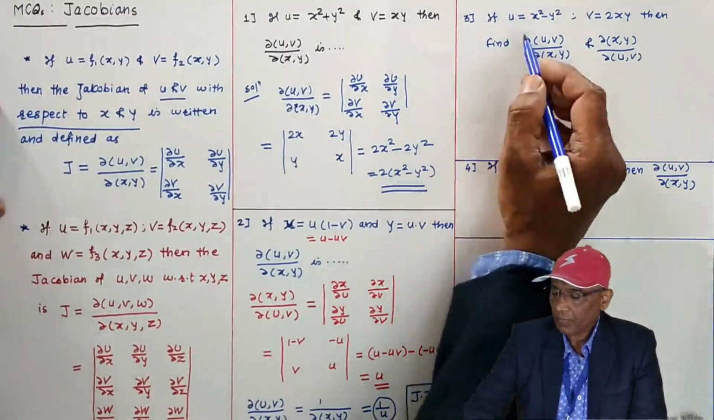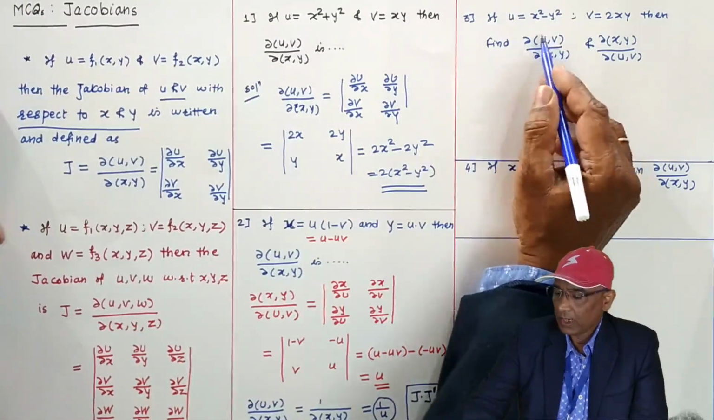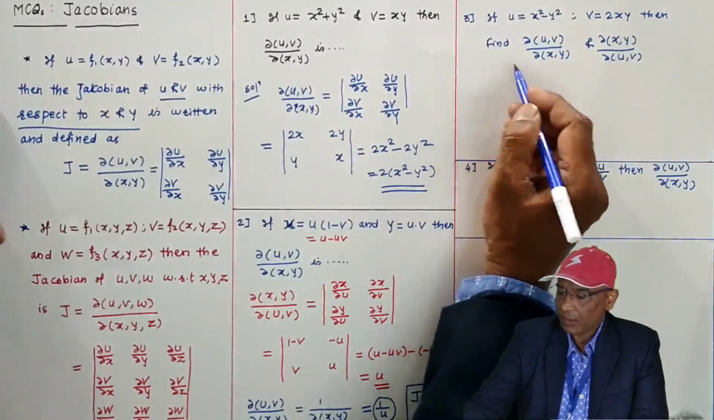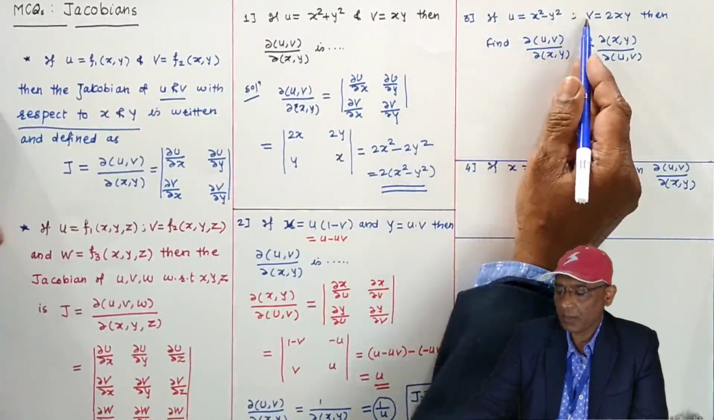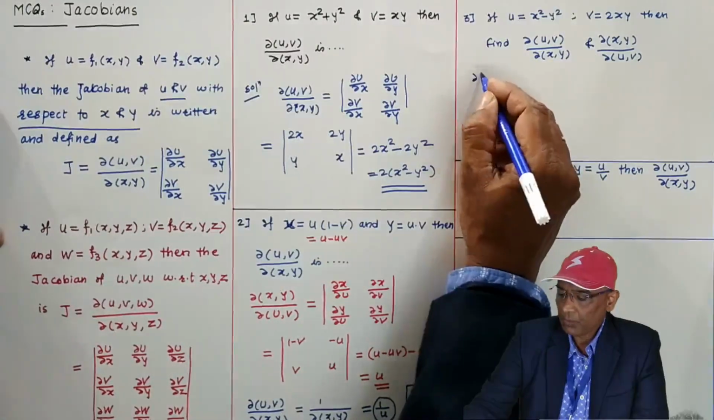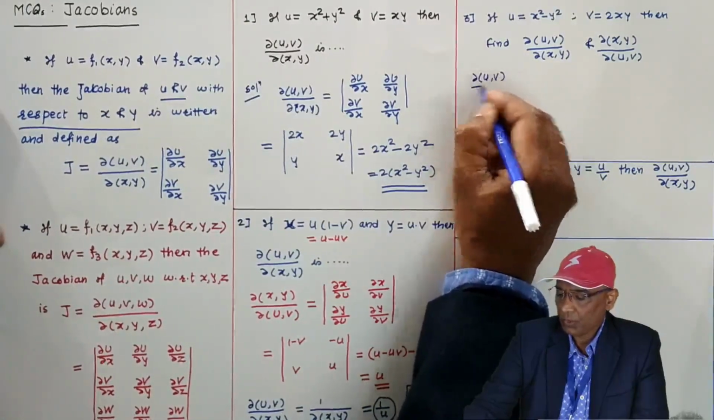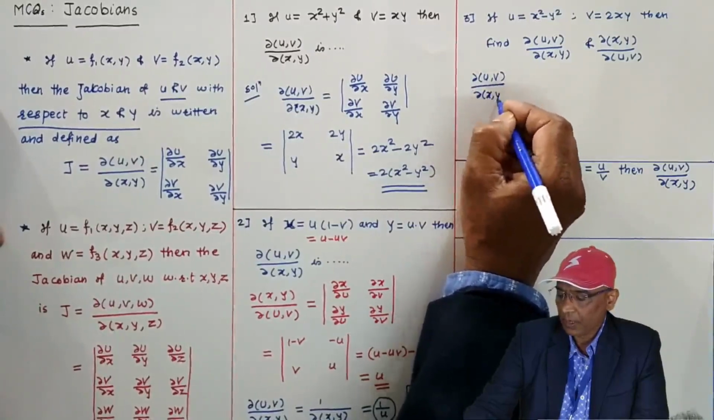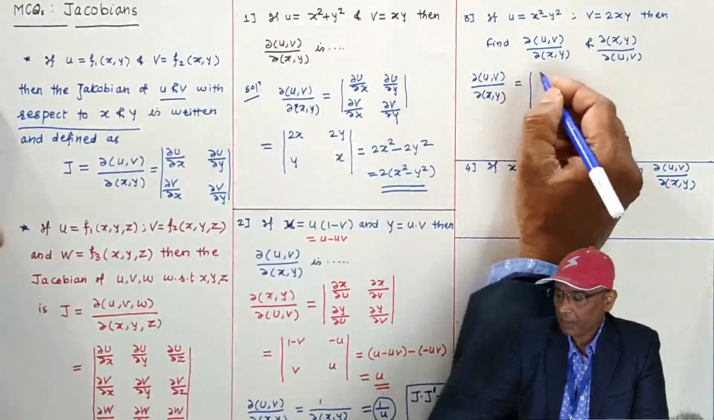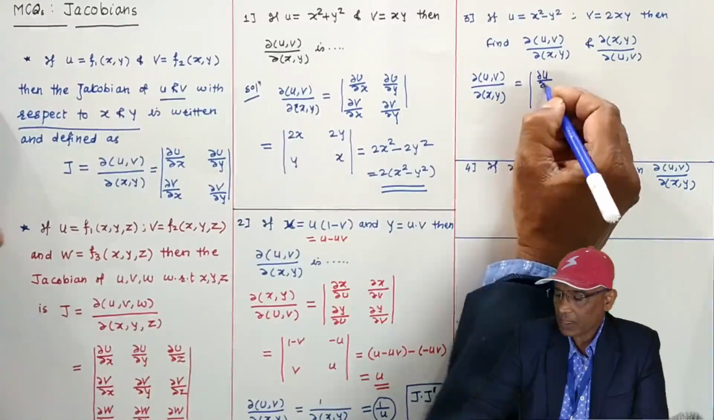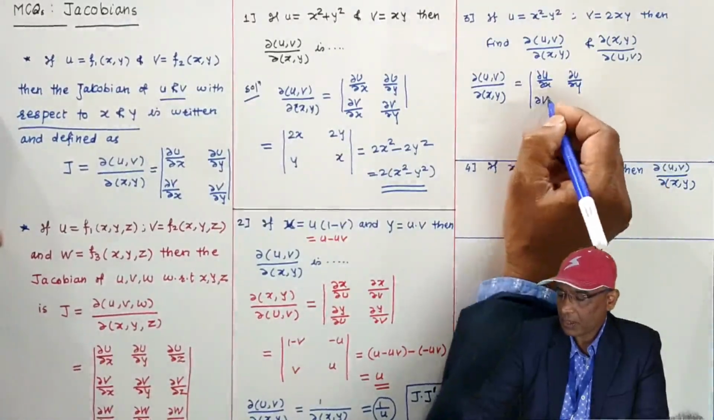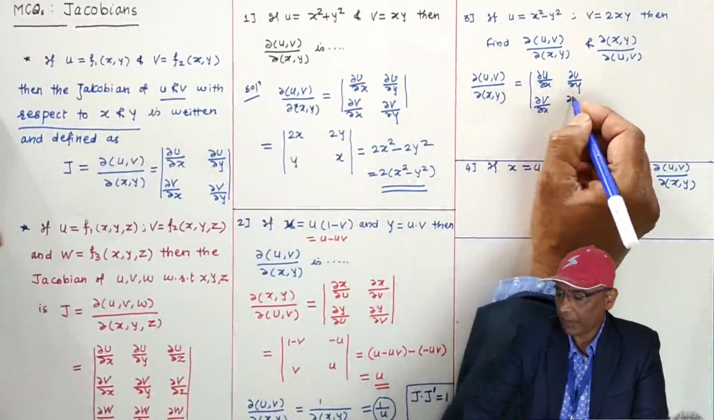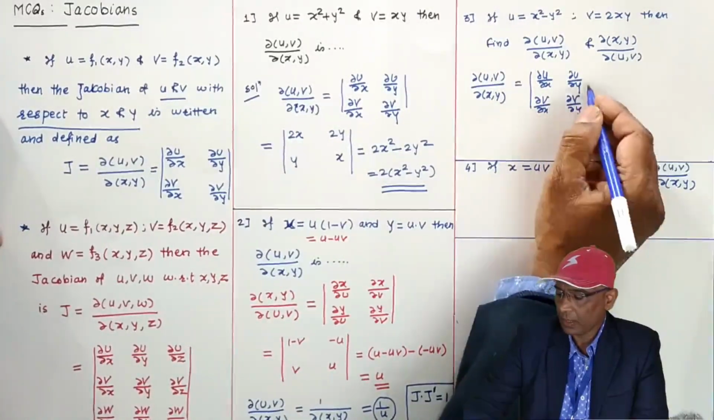Now, the same problem, del uv by del xy. See here, u and v are expressed in terms of x and y. So it is very simple to find the Jacobian of uv with respect to xy. By definition, the determinant: del u by del x, del u by del y, now del v by del x and del v by del y. Is it?